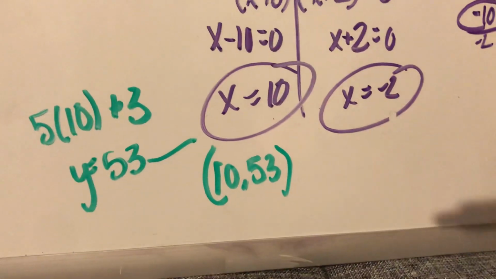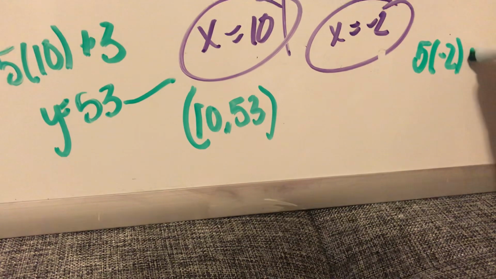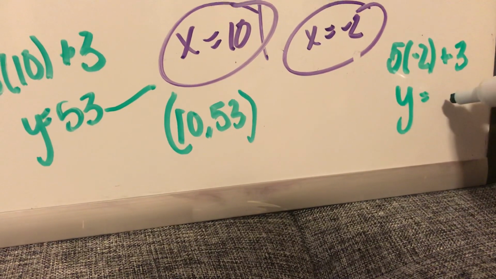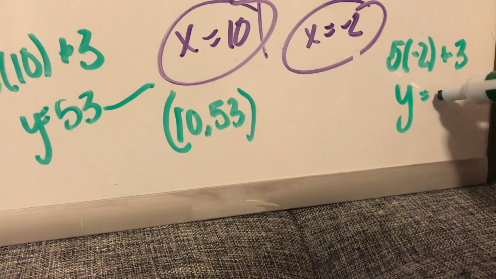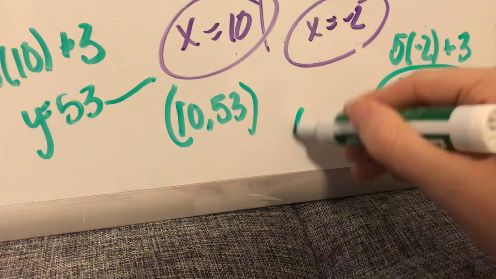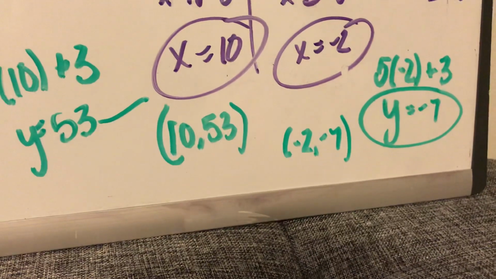And then I have x equals negative 2. Well, I'm going to have 5 times negative 2 plus 3, which is going to give me y is equal to negative 7. And again, that ordered pair is negative 2, negative 7.